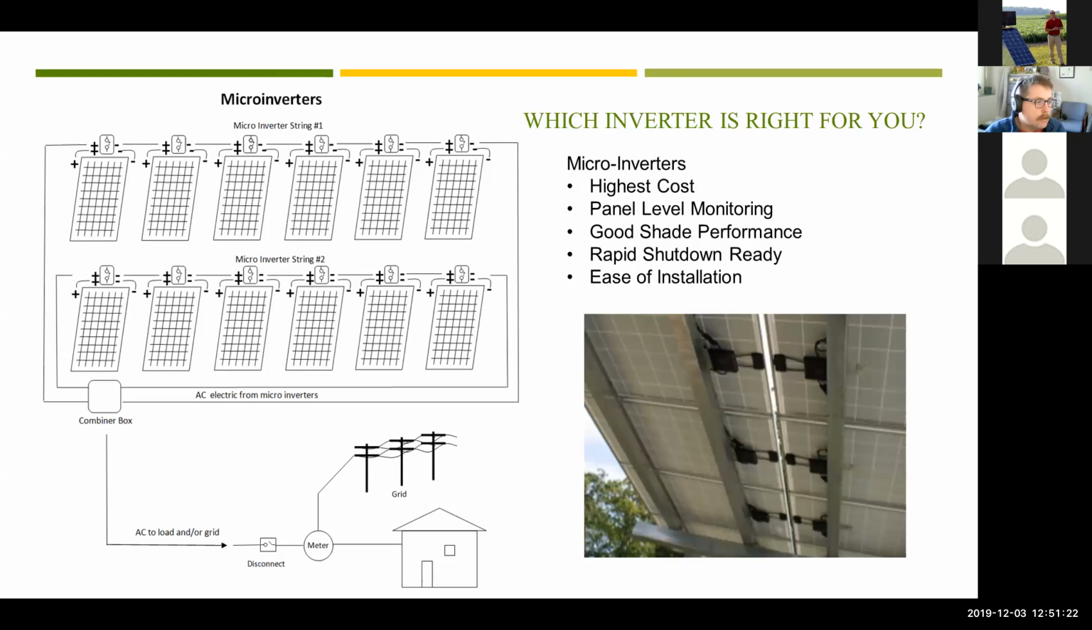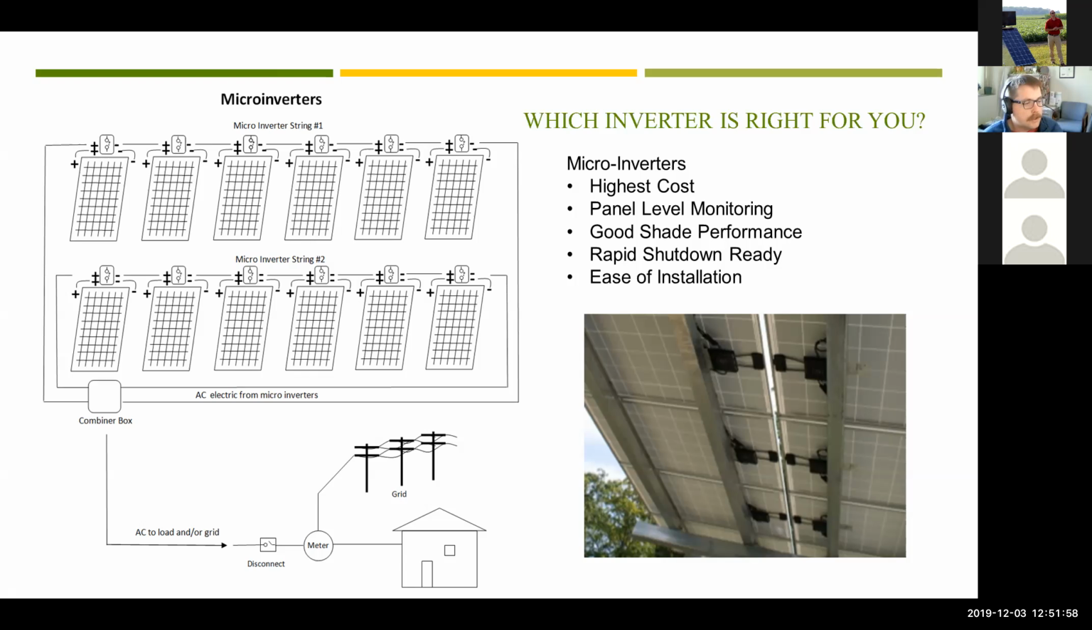Microinverters are very popular today because they're very, very simple to install. But they are the highest cost. In this case, I have a picture where the microinverters are individual inverters underneath the solar panels. They are the highest cost. You can monitor at the panel level, so I can see what each solar panel is doing. They have good shade performance. If I have half shaded the lower right-hand corner solar panel, I'm only going to lose that one solar panel for production. Everything else is still functioning at full production. So it is good shade performance.